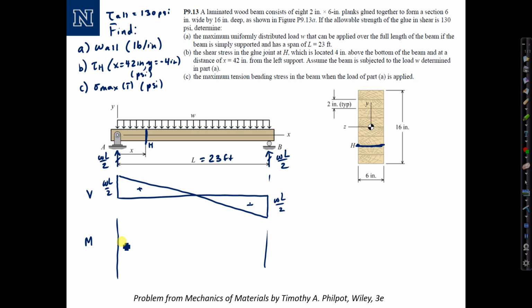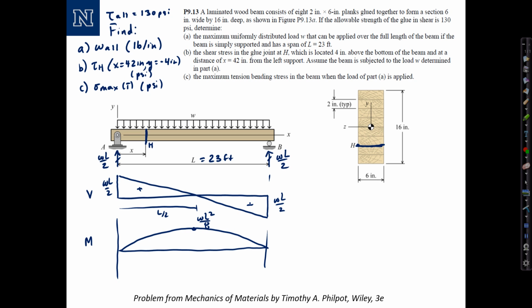Okay, the bending moment is 0 at the ends at the pin supports, increases quadratically to a max in the middle, then decreases back to 0. The peak value is equal to the area of the shear triangle, which is WL squared over 8. So that will be our maximum moment that we'll save for part C. Let's go back to part A.